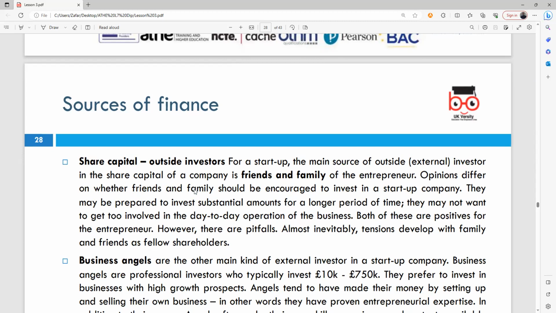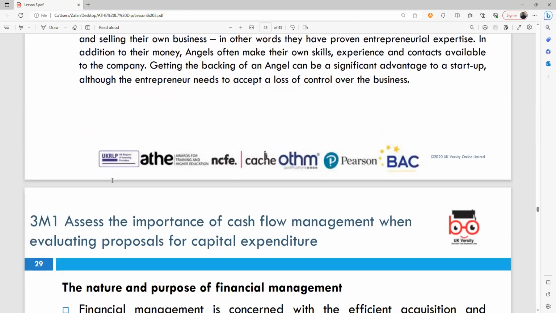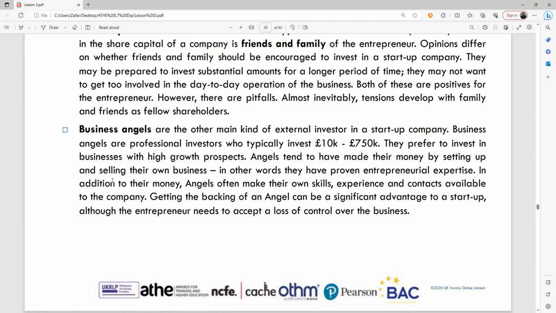For example, share capital. Why do you need share capital? Why do you need business angels? Why do you need a mortgage? Why do you need leasing? So you need to look at these and the factors you are considering. When you are deciding to go external, the main thing is the cost of borrowing, the cost of money. The longer and the more money you need, the more expensive it is, and the shorter-term money is going to be difficult as well. So you need to look at both.